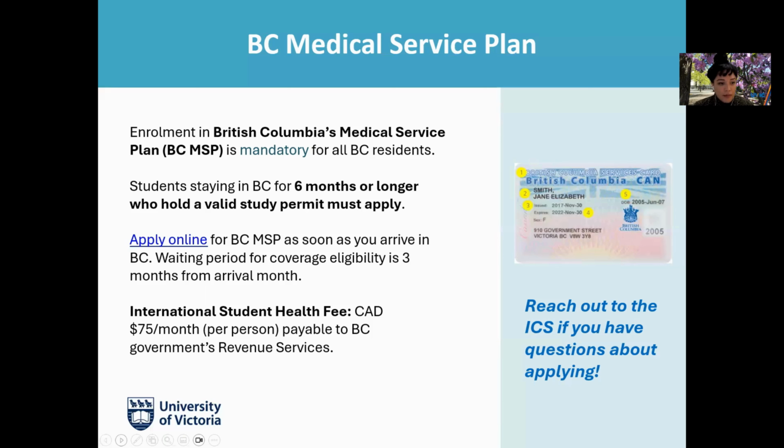Once you are approved for MSP, you will be registered in the provincial health plan, and you will be charged a monthly fee of $75 per month, which is referred to as the International Student Health Fee. And that fee is going to be payable directly to the province, not to UVic. If you have questions about applying for BC MSP, please feel welcome to reach out to the ICS. We're more than happy to support you through that process. But once again, you can do that all online. We've linked in the application here, and it's fairly straightforward as long as you have your study permit and a residential address.